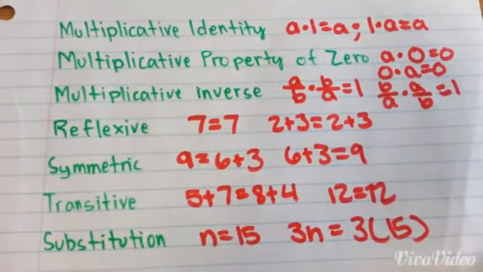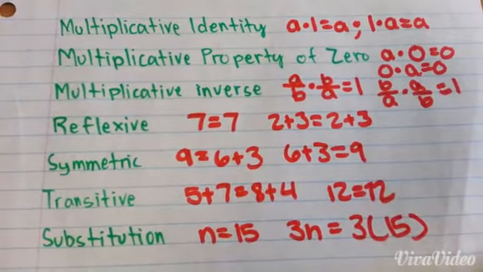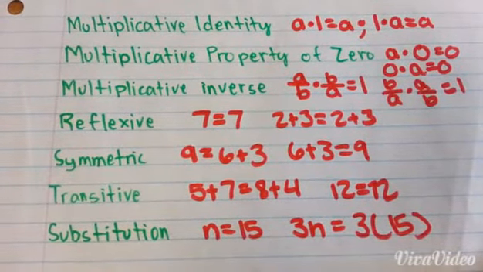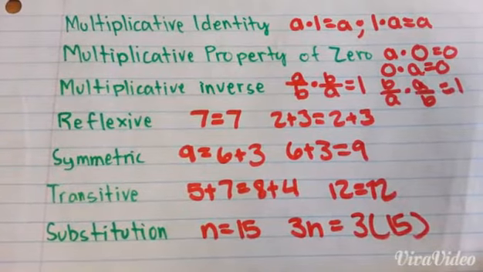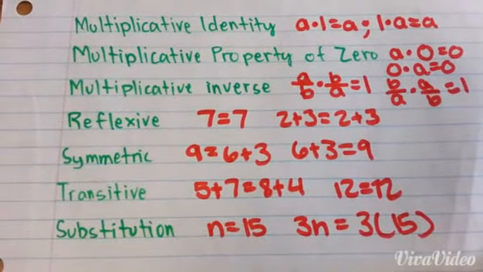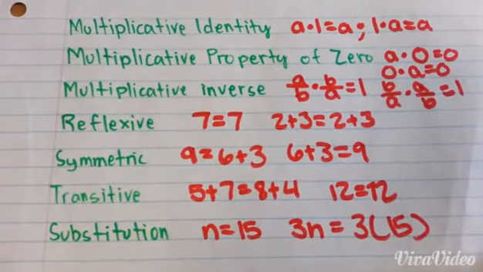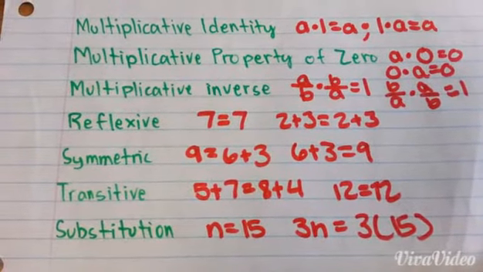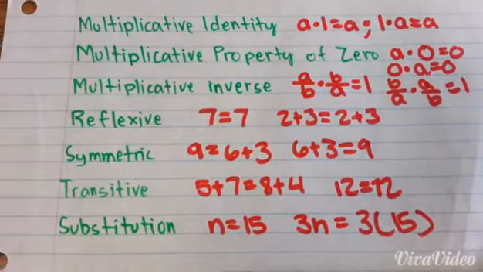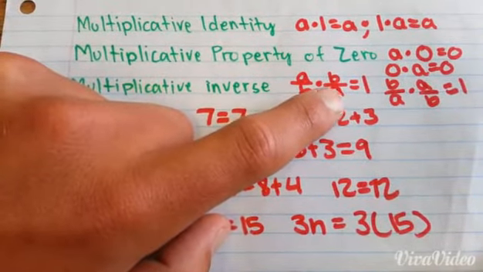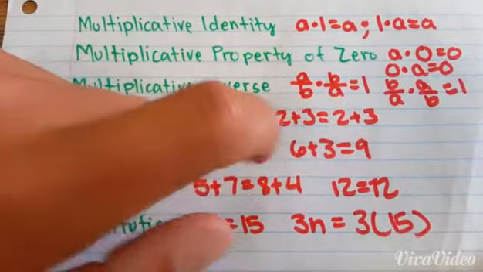It's the same thing. For the multiplicative inverse, for every number a over b, where a and b do not equal 0, there is exactly one number, b over a, such that the product of a over b and b over a is 1. So a over b times b over a still equals 1. And then b over a times a over b still equals 1.